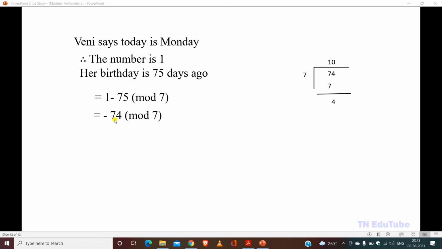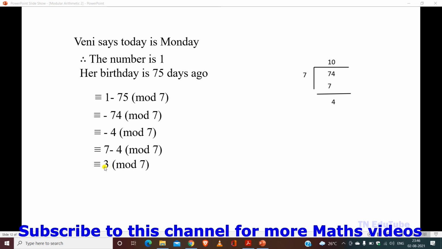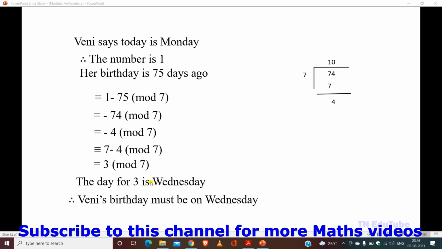When you divide this 74 by 7, you get the remainder 4. Since it is minus, you get minus 4. But a remainder is not negative. So what to do? You have to subtract the remainder from the divisor. So you get 7 minus 4, which is 3. What does this 3 show? 3 is Wednesday. Therefore, Vani's birthday must be on Wednesday. That is the answer for the given question.